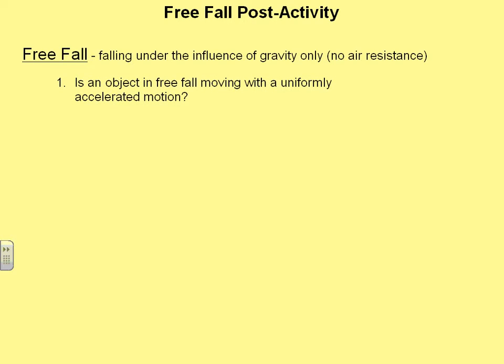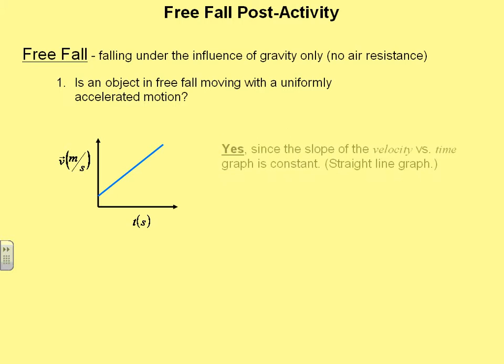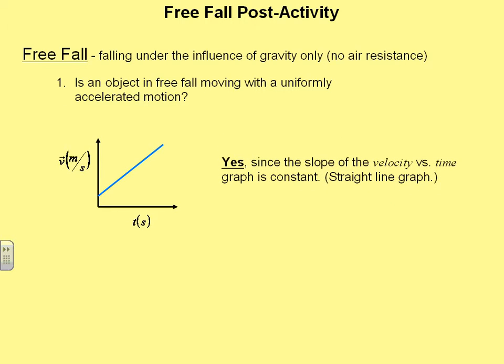So our first question was, is it uniformly accelerated motion? Well, that was answered probably 27 different times when you looked at the resulting velocity time graph. In each case, it was a diagonal, straight, very linear line, usually a correlation of 1. Since we defined the acceleration as being the slope of a velocity time graph, and since the slope is constant, that means that yes, indeed, free fall is uniformly accelerated motion.